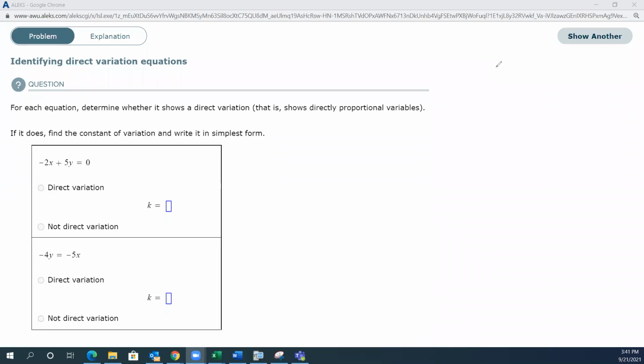Okay, let's get talking about variation. For each equation, determine whether it shows a direct variation. If it does, find the constant of variation and write it in simplest form. For these, you're going to solve for y. That's just all you're going to do.